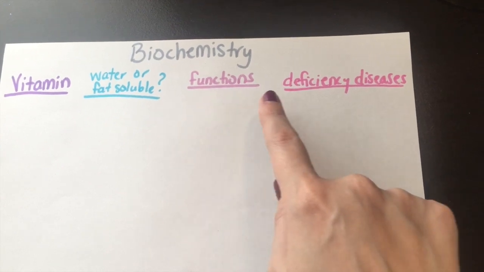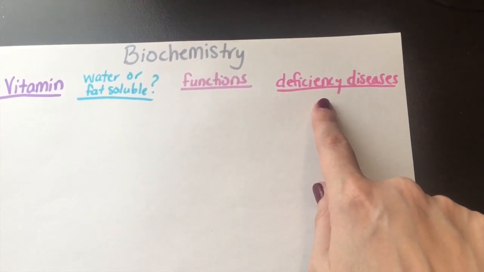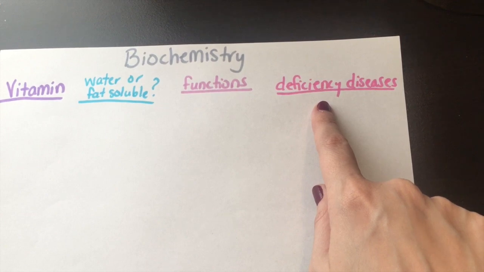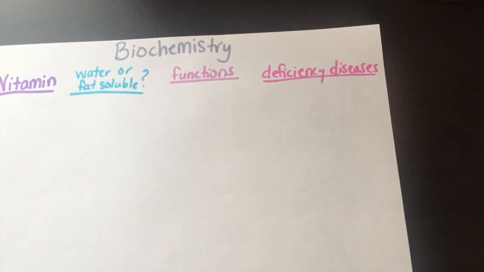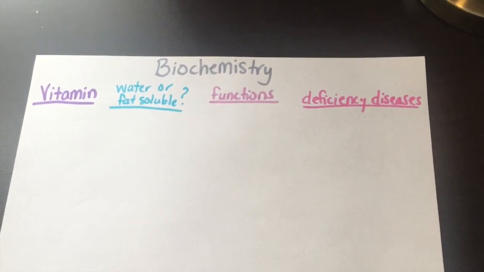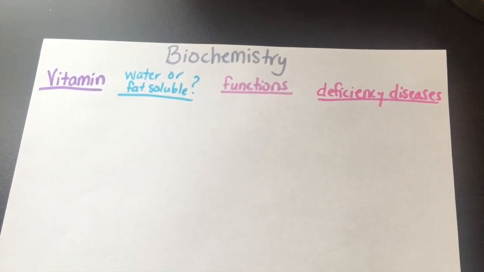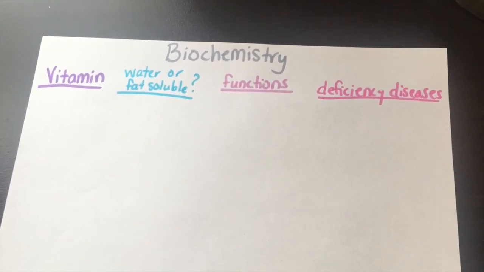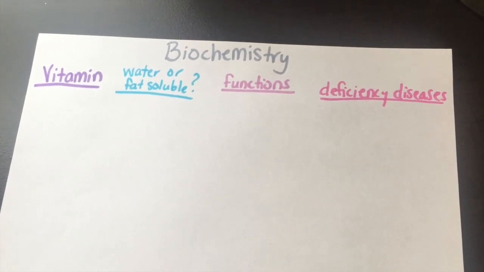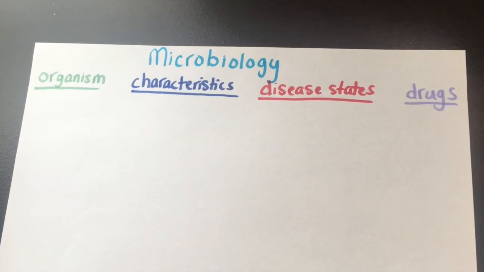And then I would write down, if you were deficient in that vitamin, what disease would you get? What would it cause in the body? Because we had to know all of that. For the vitamin, you could also write down the structure or draw out the structure if your professor wants you to know that as well. So this really helped me see everything on one page and made it a lot easier.